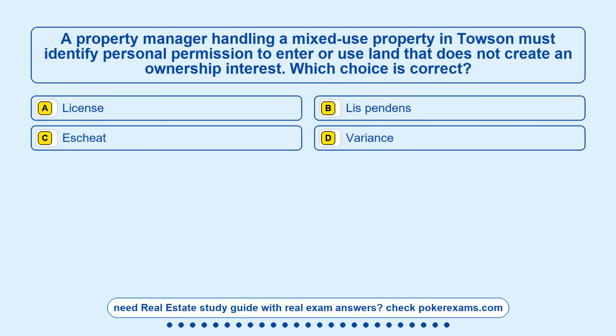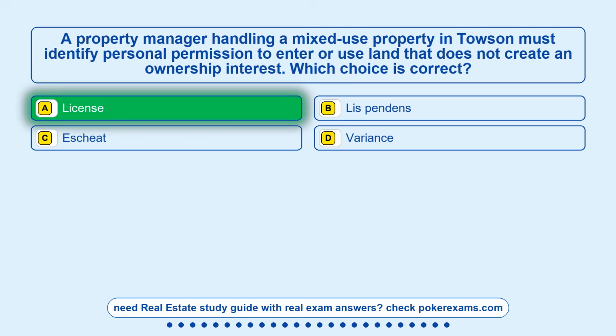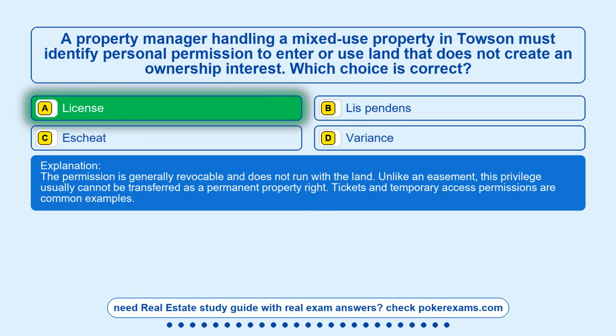Question 16. A property manager handling a mixed-use property in Towson must identify personal permission to enter or use land that does not create an ownership interest. Which choice is correct? Option A, license. Option B, lis pendens. Option C, escheat. Option D, a variance. The correct answer is option A, license. The permission is generally revocable and does not run with the land.